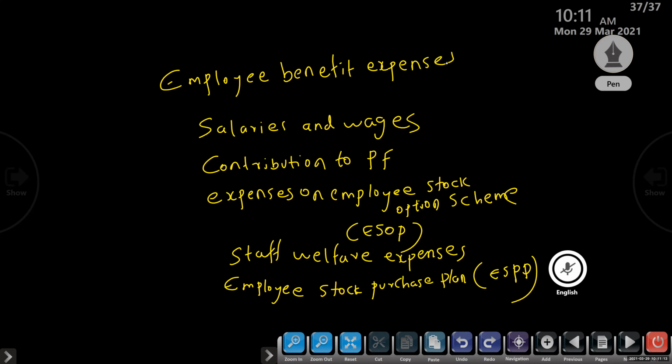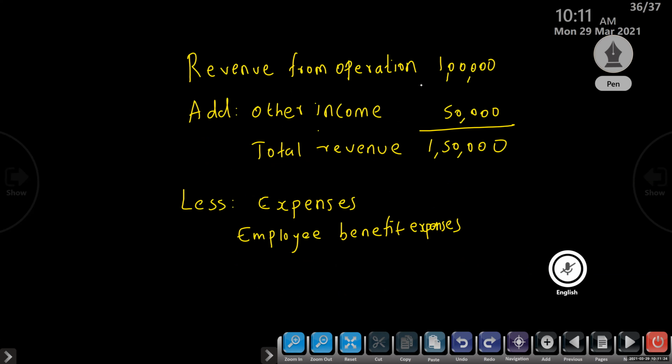Employee benefit expenses. Next expenses means which one? Employee benefit expenses, then finance cost. Finance cost means interest on loan, interest on debenture. That is finance cost.